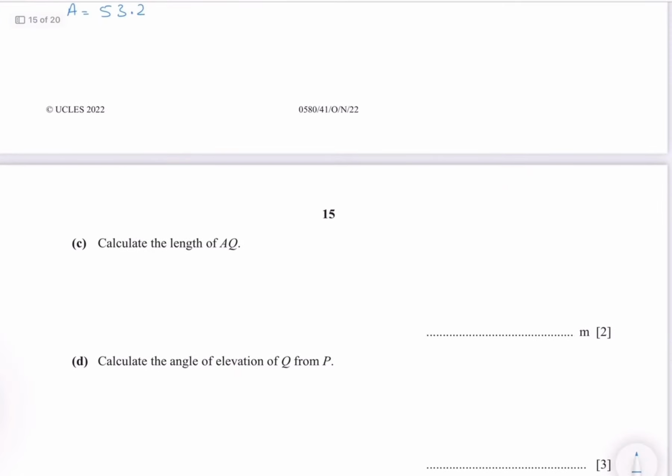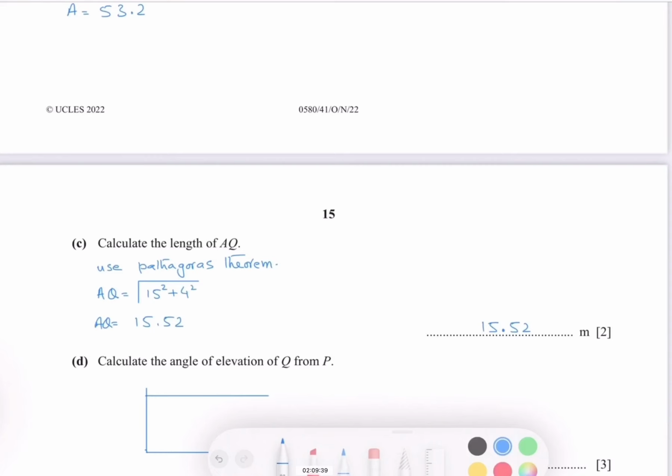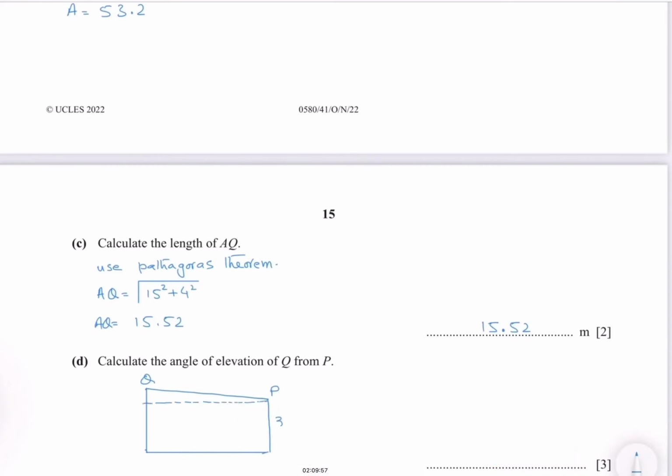Calculate the length of AQ. Use Pythagoras theorem. AQ is equal to under root of 15 square plus 4 square. So AQ is 15.52. Calculate the angle of elevation of Q from P. So let me try to draw here. This is QP and this is a straight line here. So this is 3, and that was 4 meters. So 3 minus 4 is 1 there. Your base was 8. So this line is also 8.